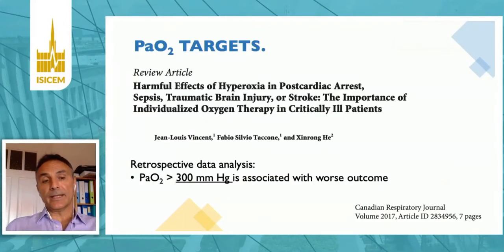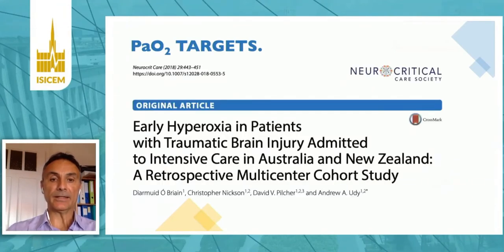Right, so what can we say based on the review of clinical data? First of all, there's a lot of data showing that hyperoxia may be bad because it increases reperfusion injury and for other reasons. But if you specifically look at the literature in patients with acute brain injury, with traumatic brain injury, which is the topic of this presentation, retrospective data analysis suggests that PaO2 above 300 may be associated with worse outcome. But again, these are retrospective data analyses and associations.